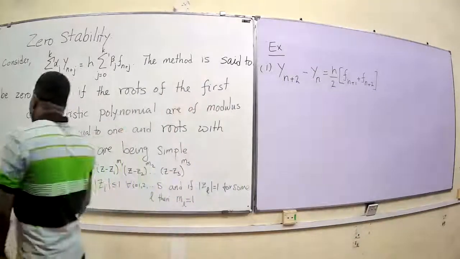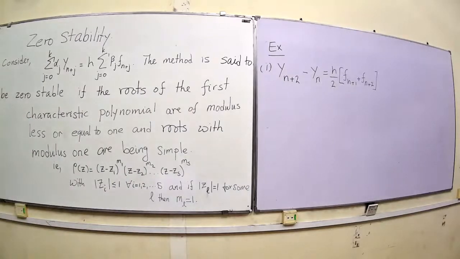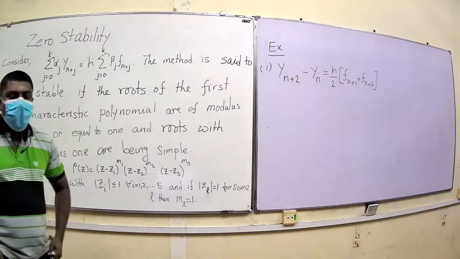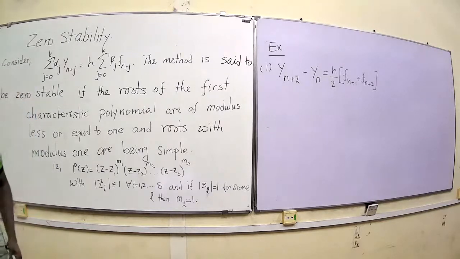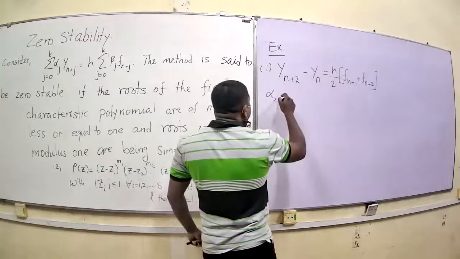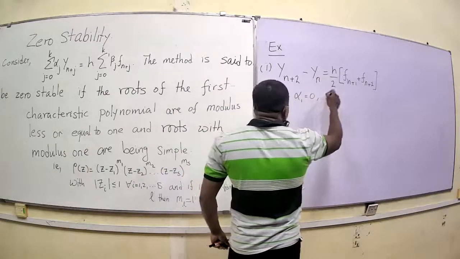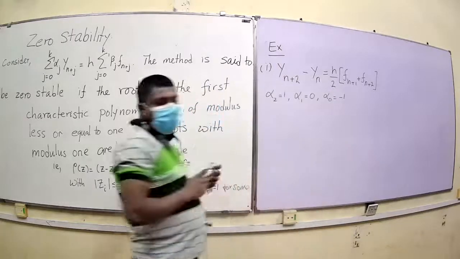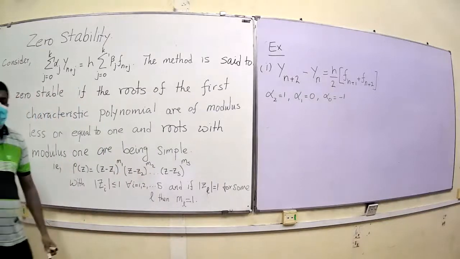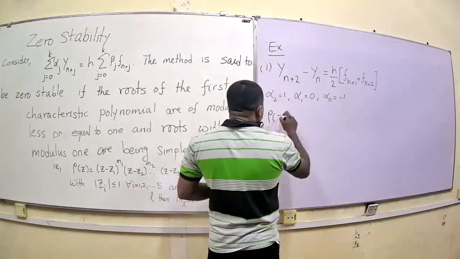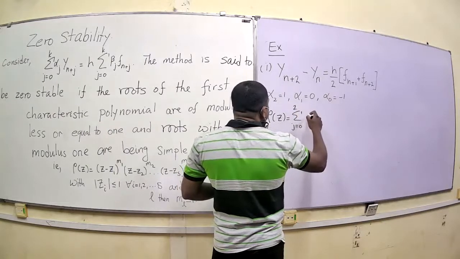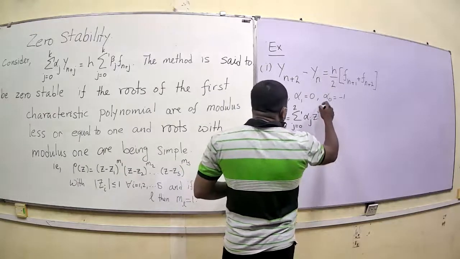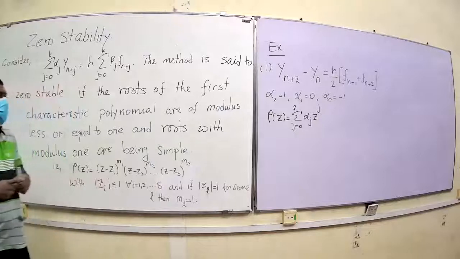First look at this example. Here the order is 2, the step is 2, k is equal to 2, and so you can write down alpha naught, alpha 1 and alpha 2, because you only need the first characteristic polynomial. Clearly, alpha 2 is 1, alpha 1 is 0, alpha naught is minus 1. After writing the alphas, you can write the first characteristic polynomial: rho of z is the summation of j from 0 to 2 of alpha j z to the power j.